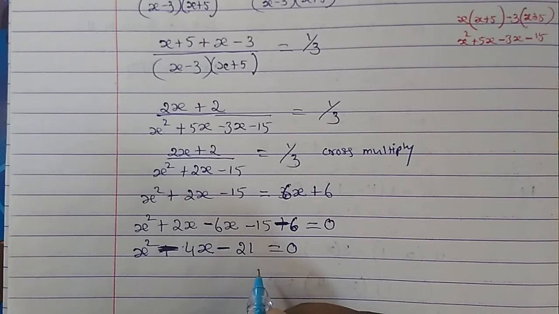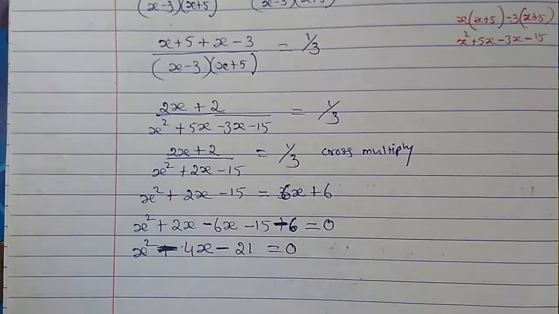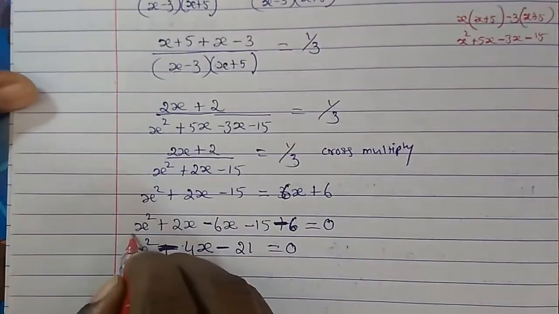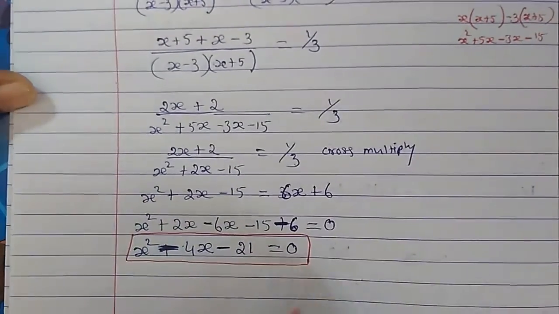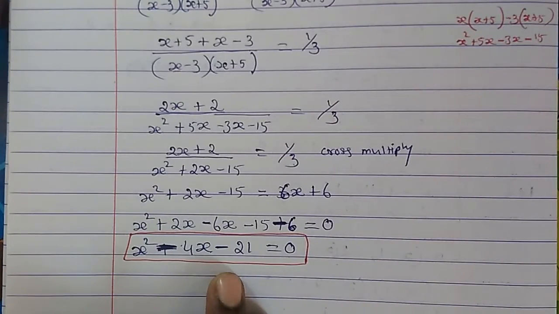So now you look at this. Do we have a proper quadratic equation? So now you got a proper quadratic equation. Okay, now you can use any method and find the x value. You can use splitting the middle term, or you can use the quadratic formula, or completing the square method. Whichever method you want to use, you can use it.